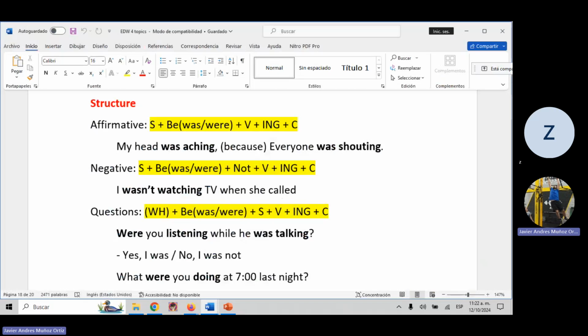I mean, what I'm telling you about the parallel between Spanish and English is what matters here, because the organization is pretty much the same. The only thing that changes is the conjugation of the verb to be in terms of present continuous and past continuous.